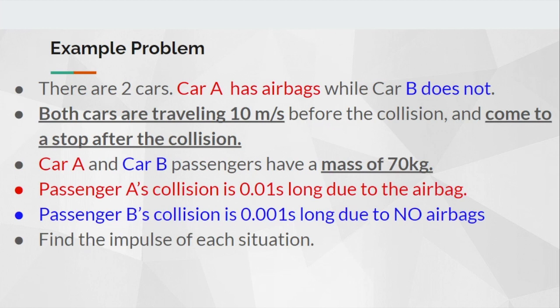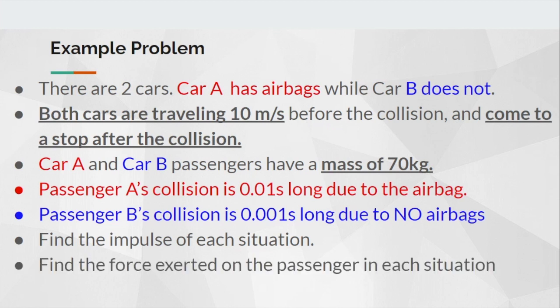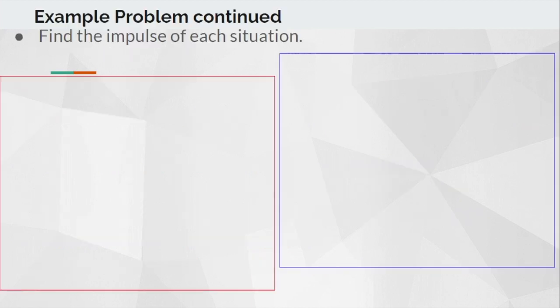Okay, so in this problem, we can see some similarities here. Both cars are moving at 10 meters per second. Both cars come to a stop. Both cars have passengers with mass of 70 kilograms. And the only difference is the time in which this collision takes place. Passenger A's collision is 0.01 seconds, and passenger B's is 0.001 seconds. We also want to find out the force exerted on the passenger in each situation, to see if they have the same force exerted on them or if they will have different forces. So let's start by finding the impulse of each situation. And here's our equations that we need.